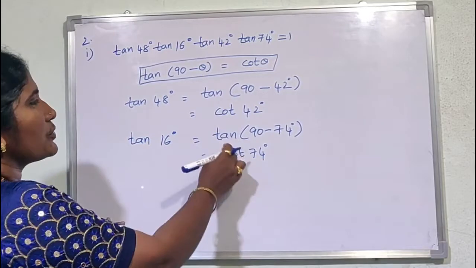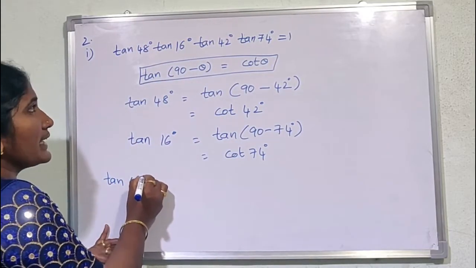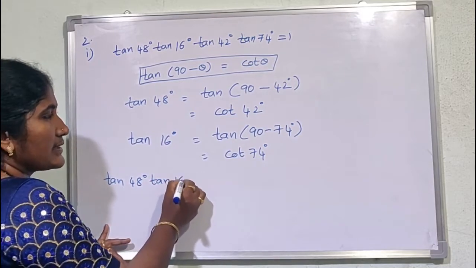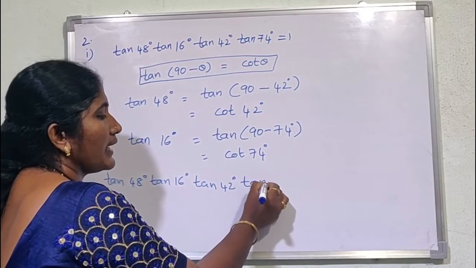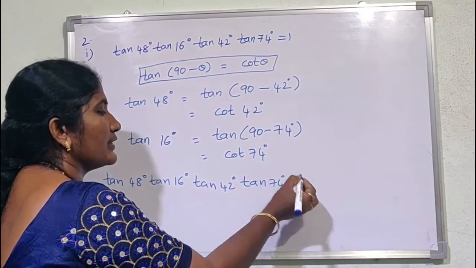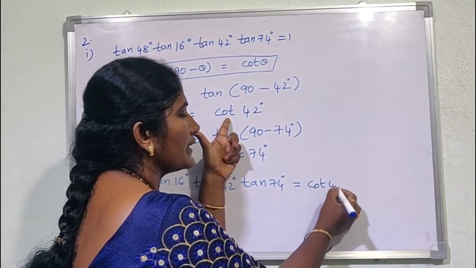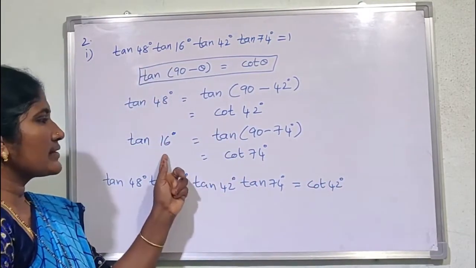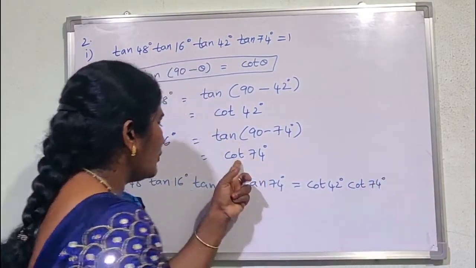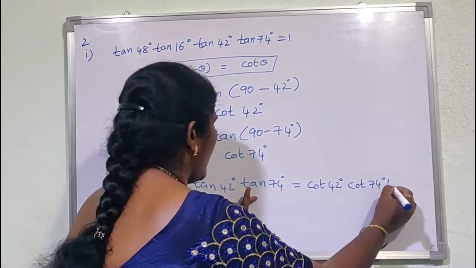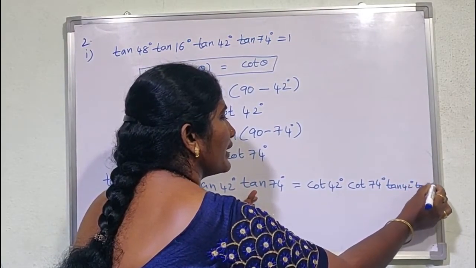Now substitute these two values in given question. First of all, what is the question? Tan 48 degrees into tan 16 degrees into tan 42 degrees into tan 74 degrees is equal to, first instead of tan 48, substitute cot 42 degrees. Instead of tan 16, substitute cot 74 degrees. And what are the remaining two terms? Tan 42 degrees and tan 74 degrees.